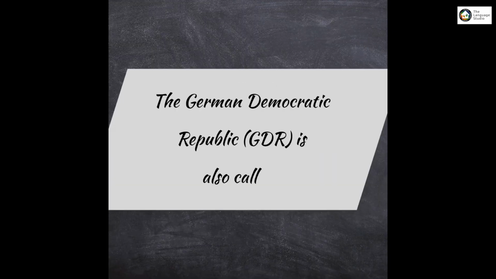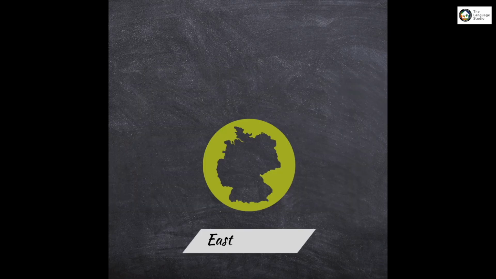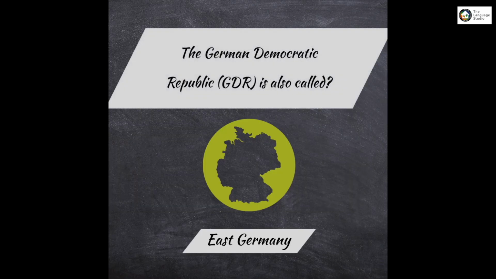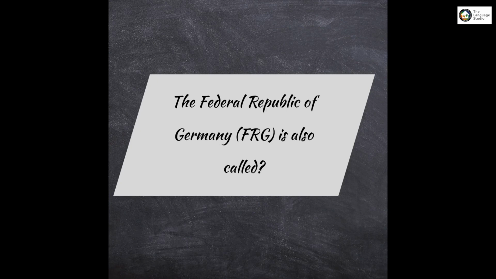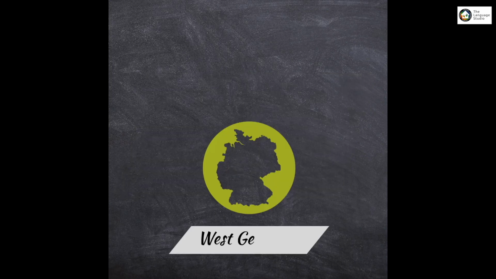The German Democratic Republic is also called? And the answer is East Germany. The Federal Republic of Germany is also called? And the answer is West Germany.